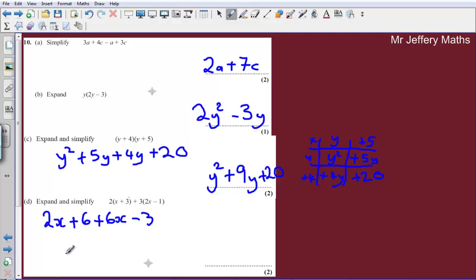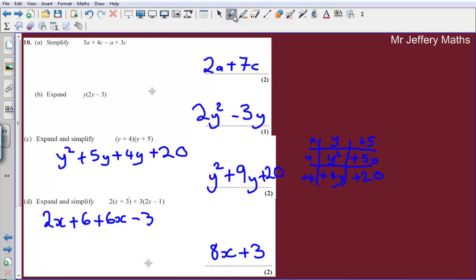So that's the expanding part done. Now I just need to simplify, so I need to collect the like terms together. Here I've got 2x and 6x, that will give me 8x, and then I've got plus 6 minus 3, which just leaves me with plus 3.